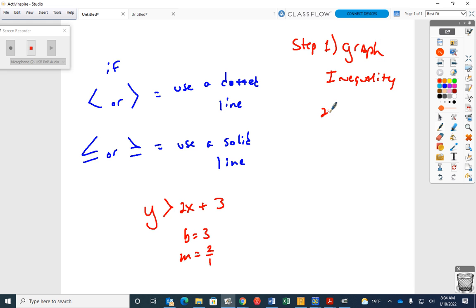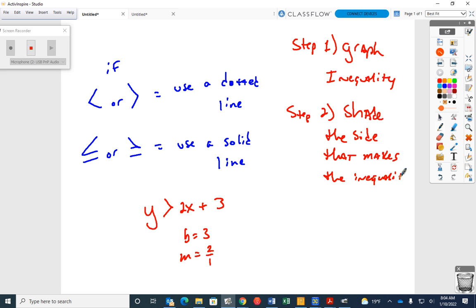Okay, step 2, we're going to shade the side that makes the inequality true. Now, the way you do this is by using a test point, okay?